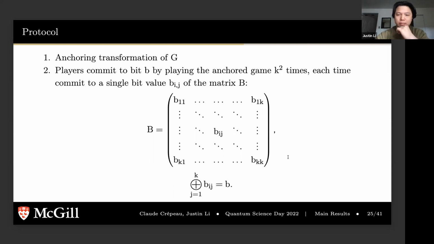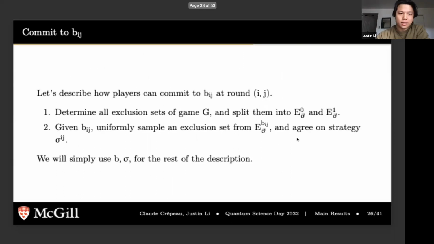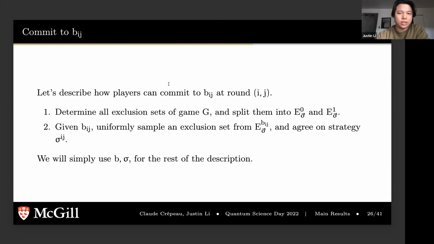The condition of this bit matrix is that for each k rounds of the game that they play, the XOR of all those bit values needs to be the same as the final bit value that they want to commit. So they would try to commit k-squared bit values, and k of them should sum up to the final bit value that they want. And if that's not true, then you can guess that the commitment is invalid. So now let's see how they can commit to a single bit value for each round of the game that they play.